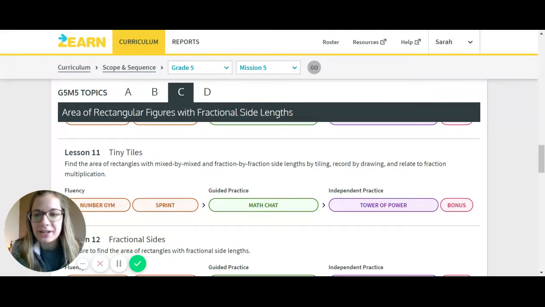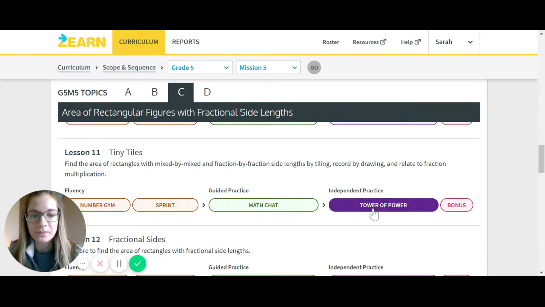Hello, this video is going to help you do some example problems on Zearn for lesson 11 tiny tiles, and I'm going to do some of the Tower of Power.